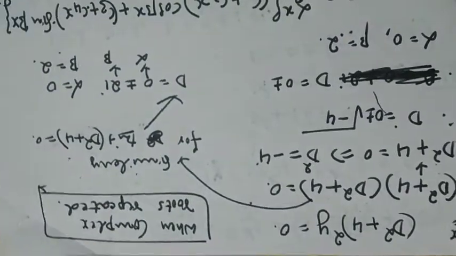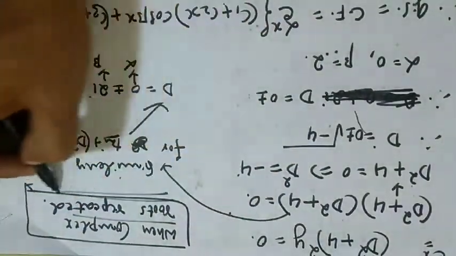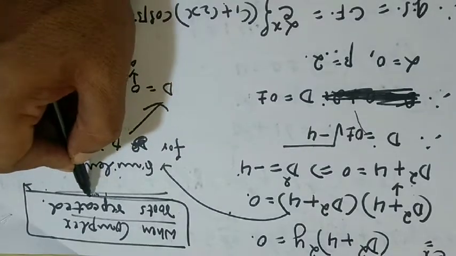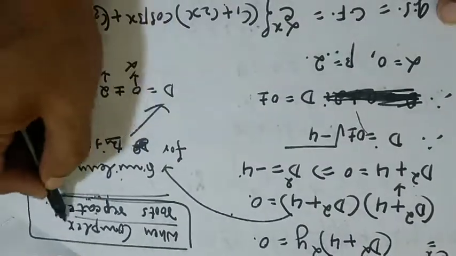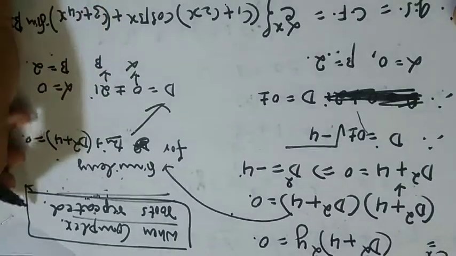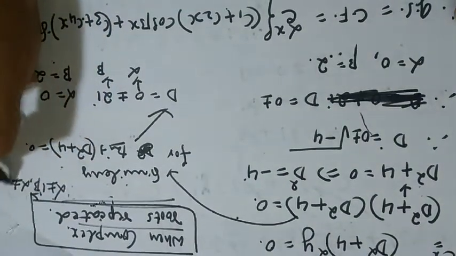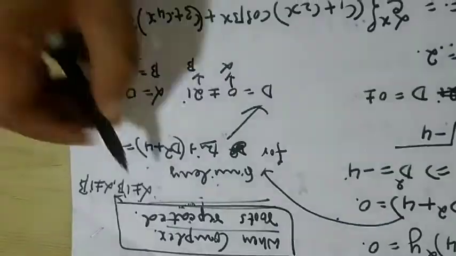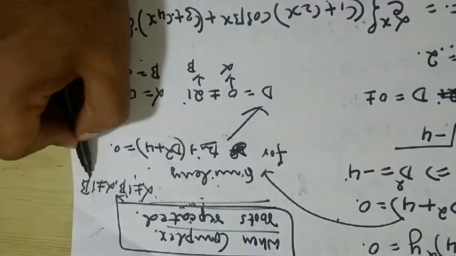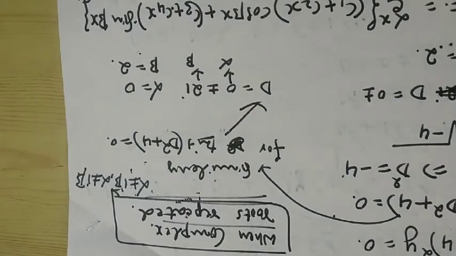Now let us take a last problem on this: D square plus 4 whole square operated on y is equal to 0. This is a special case when complex roots are repeated. I have not given it in the table. What is the formula? When complex roots are repeated, that is, alpha plus or minus i beta, again alpha plus or minus i beta, complex root again repeated, then the formula is this one.